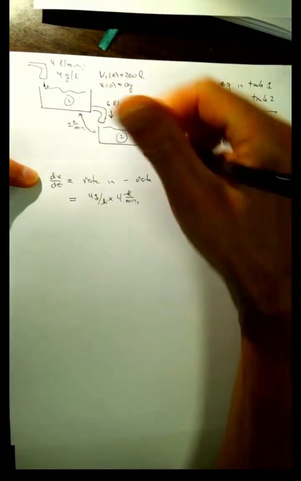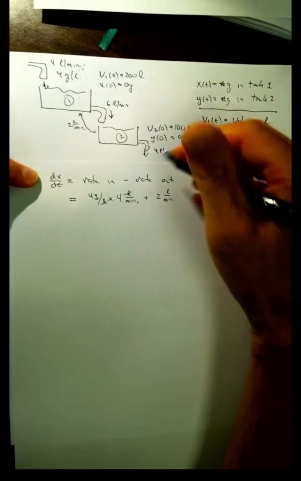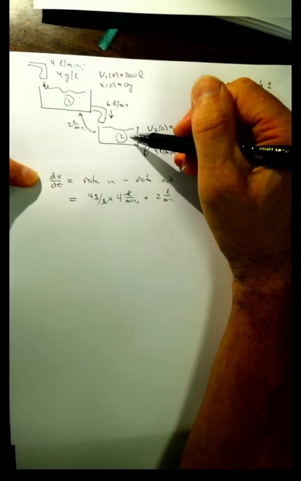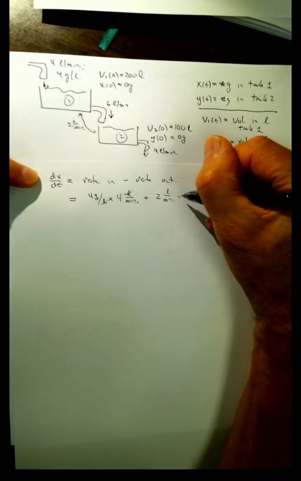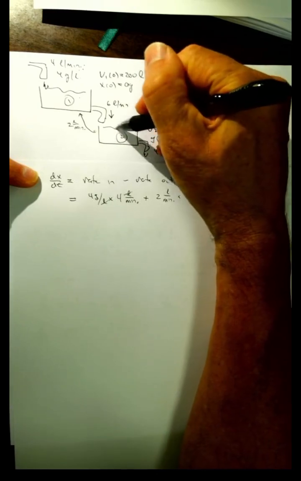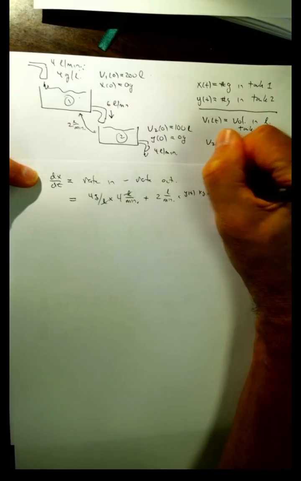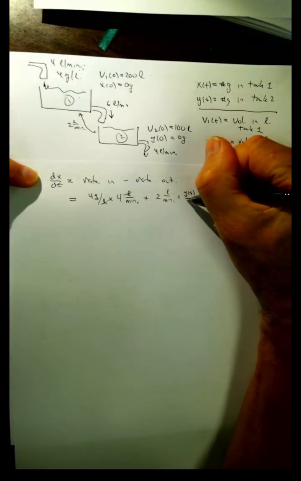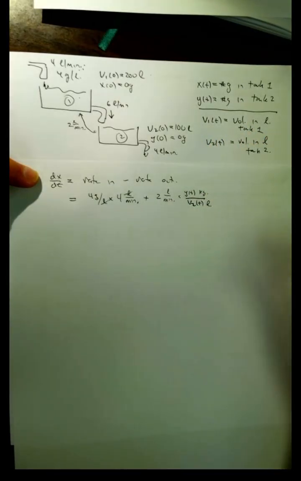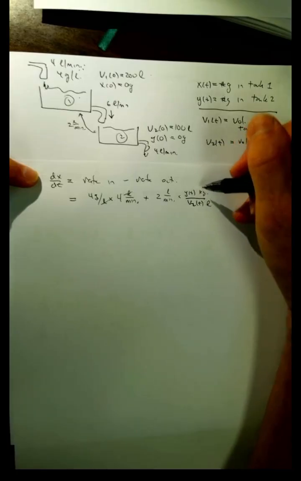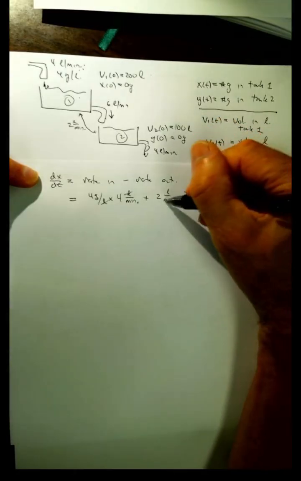For this term here, I've got 2 liters per minute coming in. Now I need grams per liter. I want to multiply grams per liter to get grams per minute. Well, the amount of stuff in this tank is y of t kilograms, but it's per V2 liters. So you can think of this y of t over V2 as the concentration in tank 2. So my liters cancel, and I've got kilograms per minute.